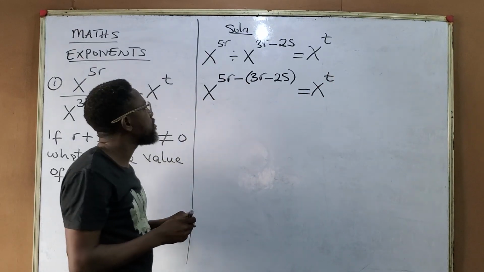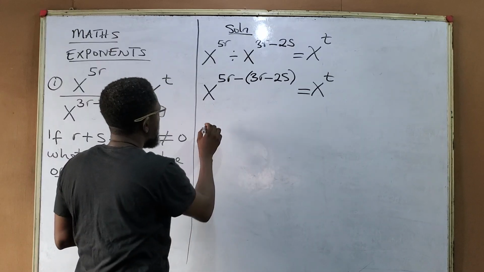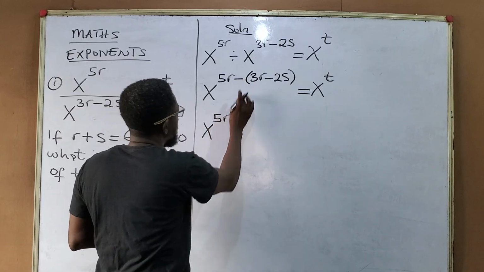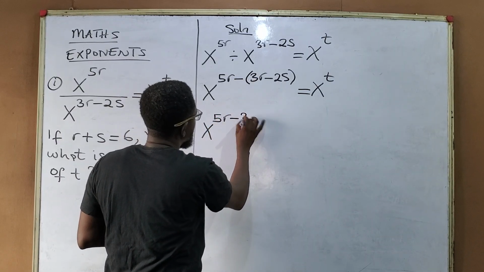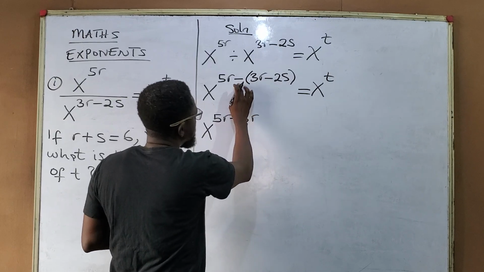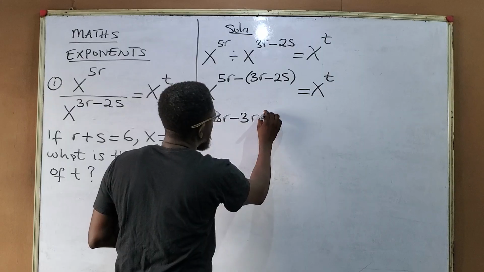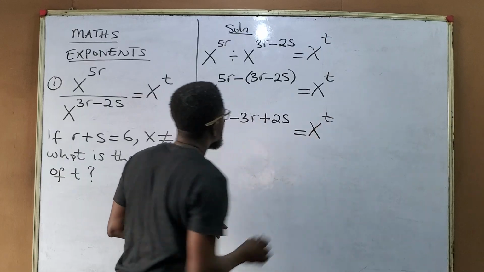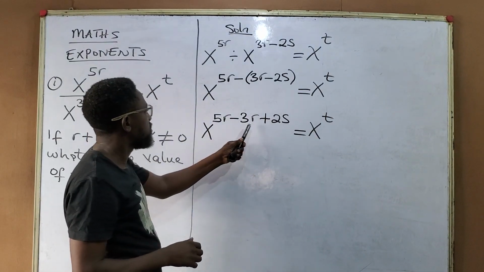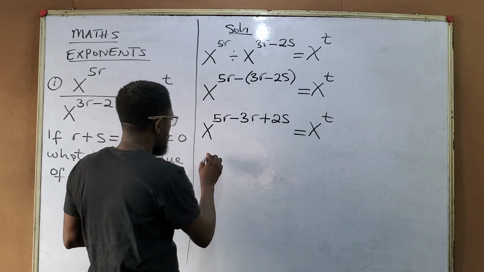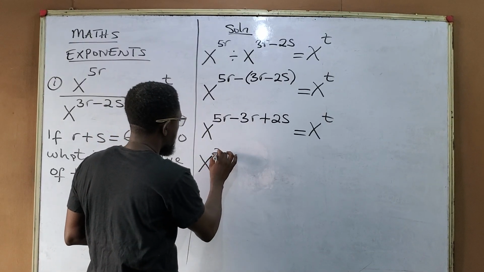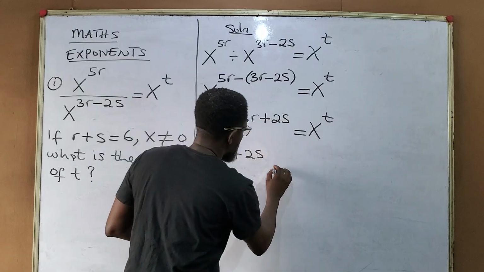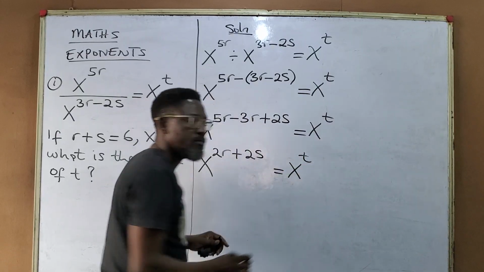So if I open the bracket here, I'll still have x to the power 5r now. Because of the minus sign outside the bracket, this minus 3r stays minus, and this minus becomes plus, then we have 2s. So now we'll subtract 3r from 5r, and that will give us 2r. So we have 2r plus 2s equals x to the power t.